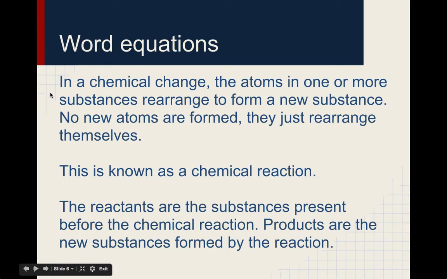So let's go to the next slide. So, word equations. Now in a chemical change, the atoms in one or more substances rearrange. Just like I was mentioning with the carbon, in coal it's one form, but in a diamond, the atoms are arranged differently. They rearrange to form a new substance. Now, no new atoms are formed. They're just rearranged. So if I had a lump of coal that had 20 atoms in it and it changed into a diamond, I would have a diamond with 20 atoms in it. You can't actually create atoms out of nowhere.